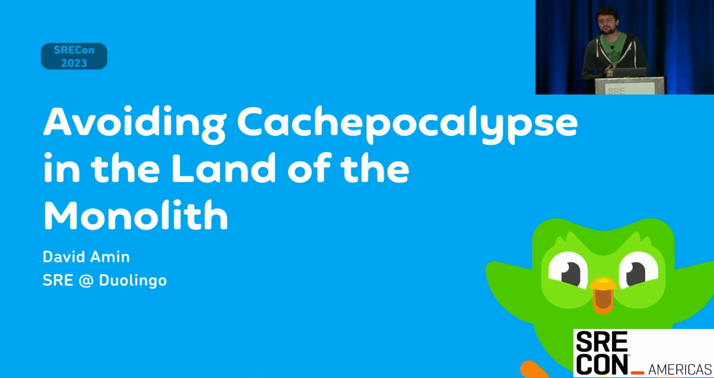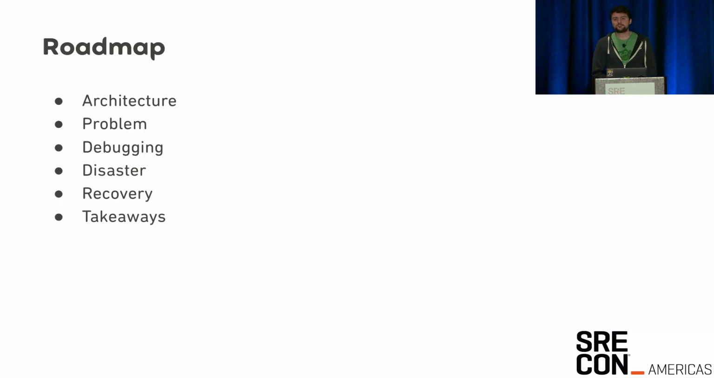What I have for you today is a story about one such instance. My name is David Amin. I'm an SRE at Duolingo, and this is how we avoided Cachepocalypse. First things first, I'll walk you through our architecture and explain the bug that we were seeing. Then I'll tell you how we tried to go about solving it, how I inadvertently broke Spanish globally for about an hour while doing so, and then how we actually fixed everything, and some of the lessons that we learned along the way.